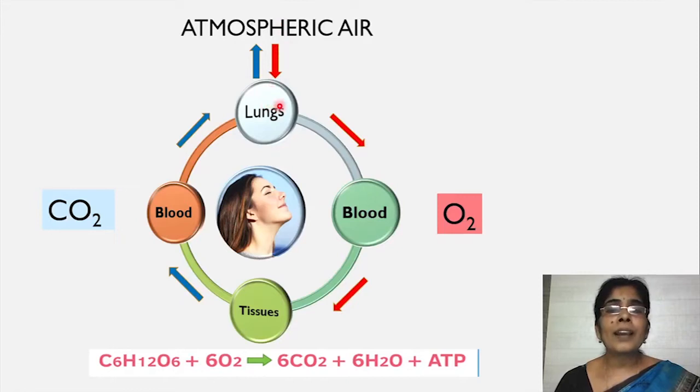Oxygen from the lungs, from the alveoli of lungs, it diffuses into the blood. So diffusion of gases, diffusion of oxygen from the alveoli of lungs into the blood. Now oxygen is there in the blood. This blood transports that oxygen to different tissues of the body.